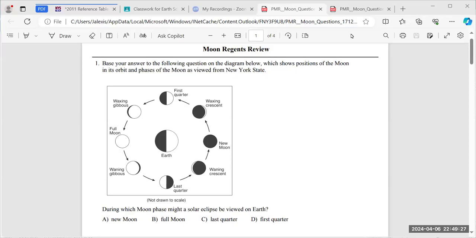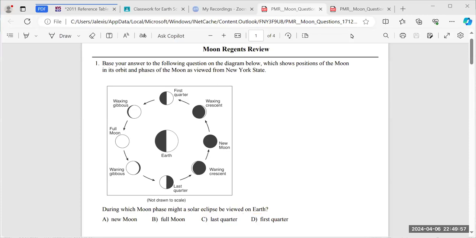All right, everybody. So we are going to start with the Moon Regents questions, starting with review questions. Start with number one. So number one says, base your answers to the following questions on the diagram below, which shows positions of the moon and its orbit and phases of the moon as viewed from New York State. And so it says, during which moon phase might a solar eclipse, keyword solar, be viewed from Earth?